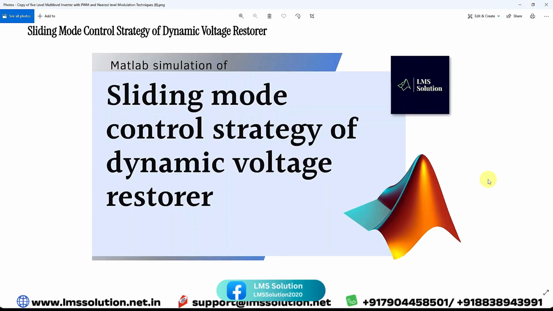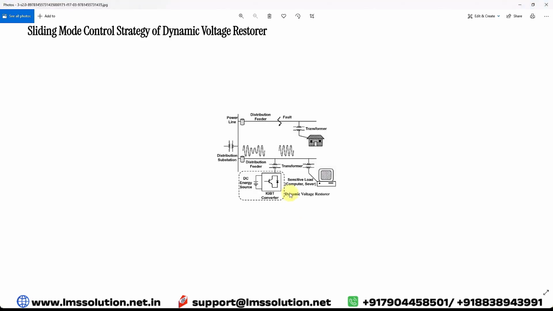Today we are going to see the MATLAB simulation of sliding mode control strategy of a dynamic voltage restorer. So first, we have to discuss what a dynamic voltage restorer is. For example, consider a distribution feeder. This is the distribution feeder having two lines.